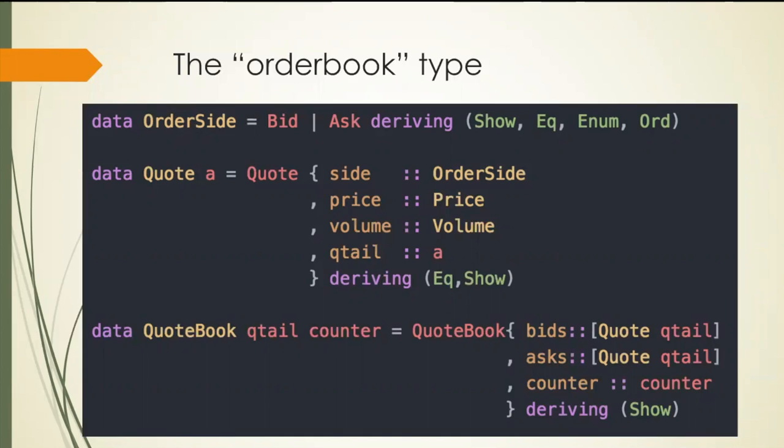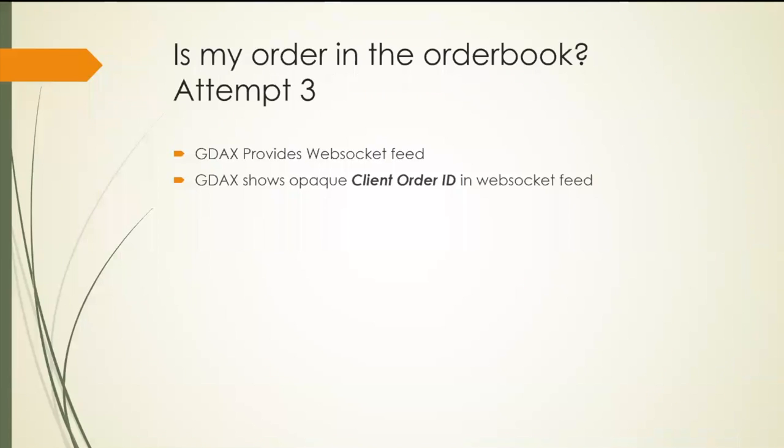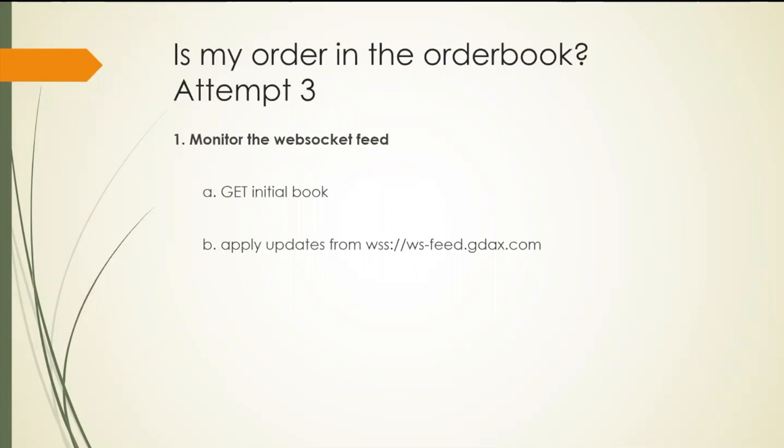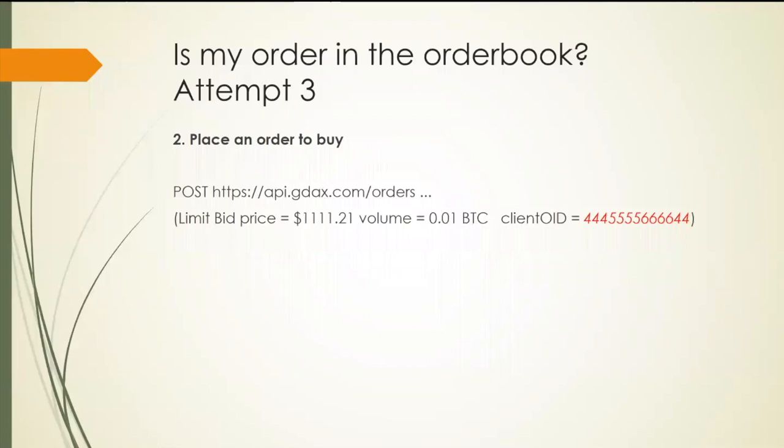Now, there's one more way to try to fix this problem with the synchronization that you can do at GDAX, and that's the way the code actually uses. GDAX provides you with a WebSocket feed of everything that happens in the market. Every time an order is placed, every time an order is canceled, every time something matches, everything is on the GDAX WebSocket feed. And when you place an order, you're also allowed to provide them with your identifier for that order. So this is how it works. You start monitoring that WebSocket feed, you get the initial order book, and then you get every single update, so you keep your order book in sync with what's happening in the exchange. You go along and place your order, but when you place the order, you include an opaque client order ID in your request.